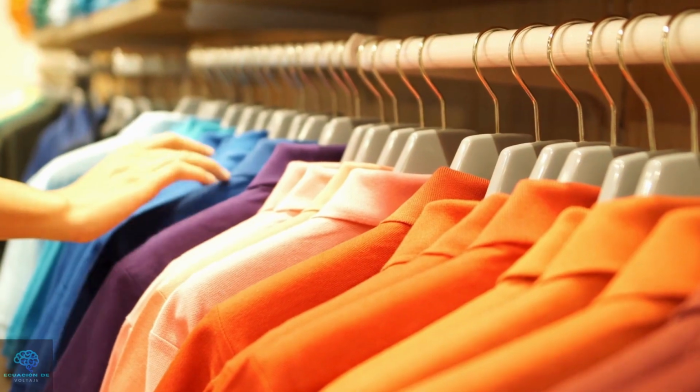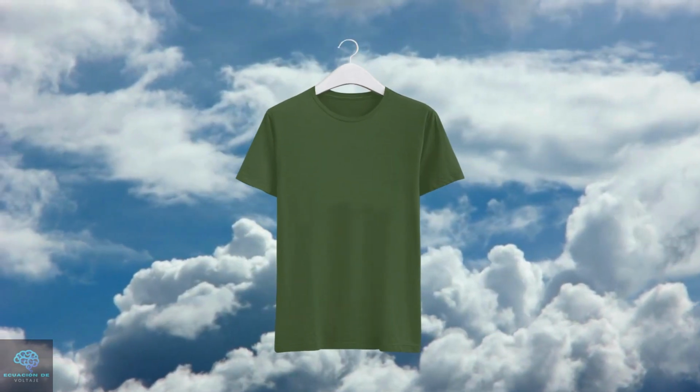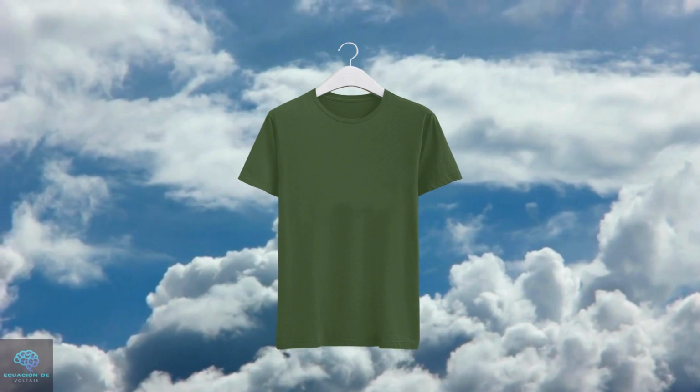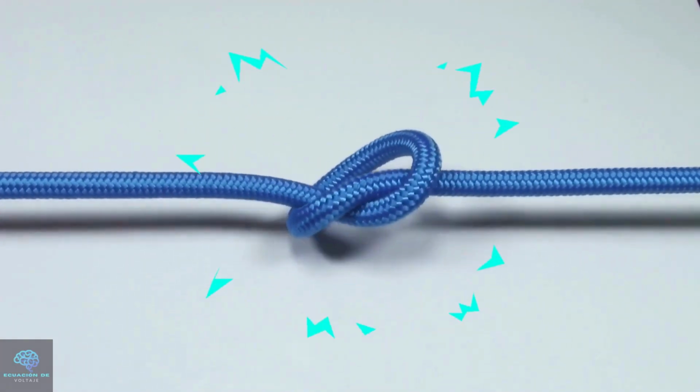The clothing we wear also plays a significant role. Synthetic materials like polyester and nylon tend to accumulate more static electricity compared to natural materials like cotton. This is due to the properties of synthetic materials that facilitate the movement of electrons.